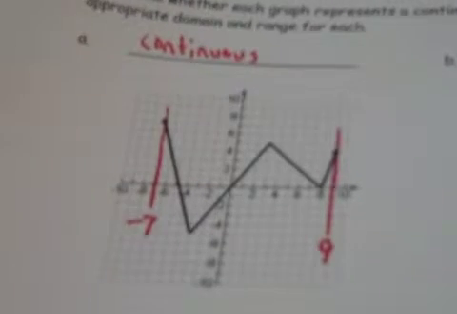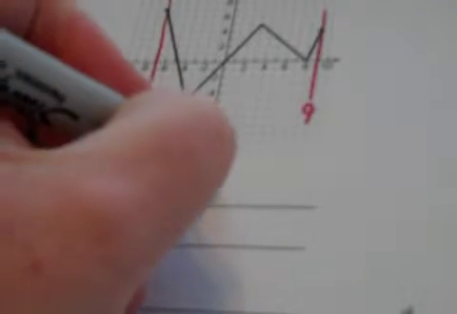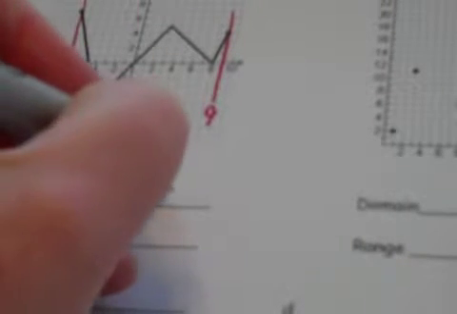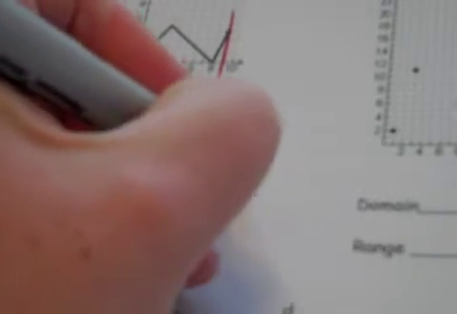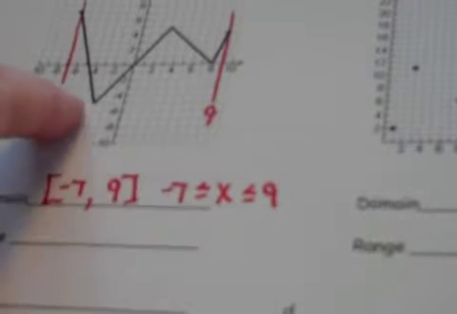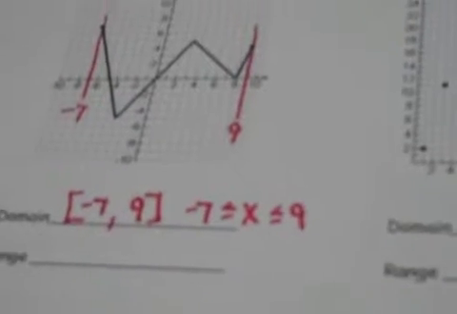So for my domain, depending on the notation that my teacher wants me to use, I include -7, and it goes up to +9. And when I include the values, I can use the square brackets. My teacher might also have said that they want me to write this as an inequality. -7 is my smallest value. It is less than or equal to x, which is less than or equal to 9. And again, I have the equals to because it actually goes up to and includes those values.